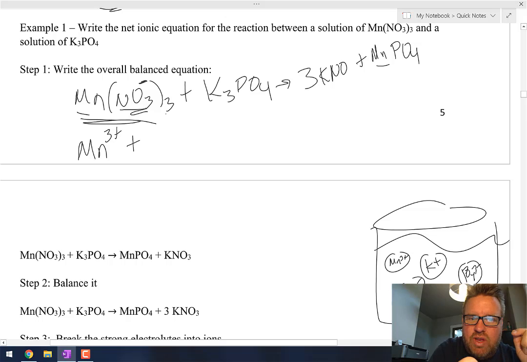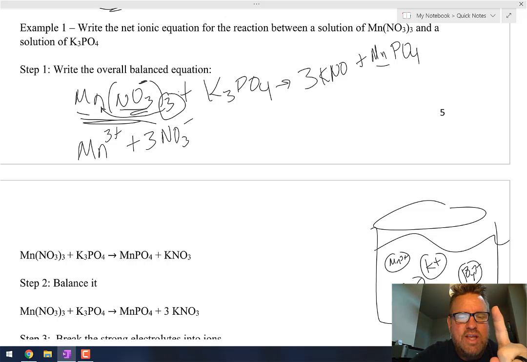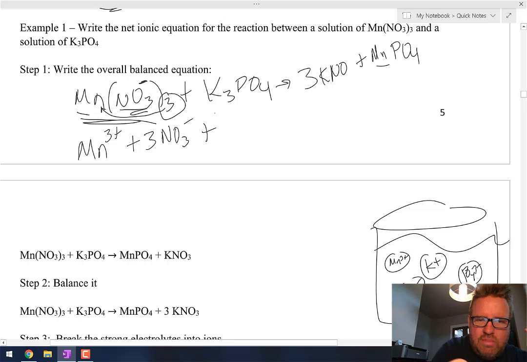Now, because there's 3 nitrates, watch how I write this. It's 3 NO3 minuses, because there's a 3 outside the parentheses, so that comes up to the front when you separate them. So for every 1 Mn(NO3)3, there's 1 manganese ion and 3 nitrate ions. Then we do the same thing with the potassium. We have K3PO4. Is that soluble? Yes, it is. So we're going to produce 3 potassium ions and 1 phosphate ion.